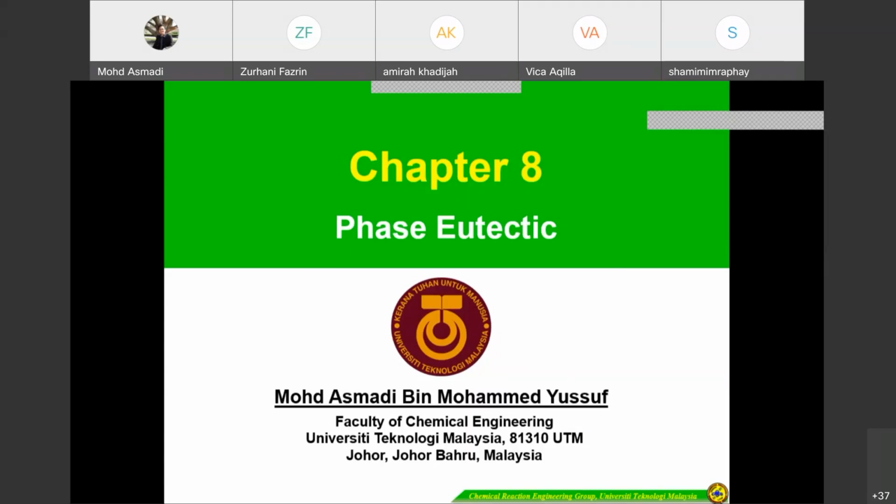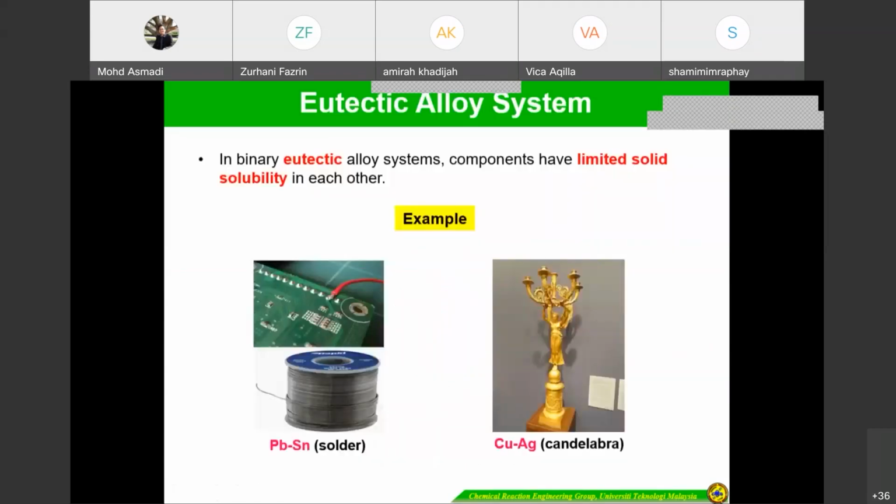So for example, we get here lead and tin. This one is for solder. If you know, solder is really flexible, right? So you can use it for electrical parts. And then another one is copper and silver. This one is in candelabra.